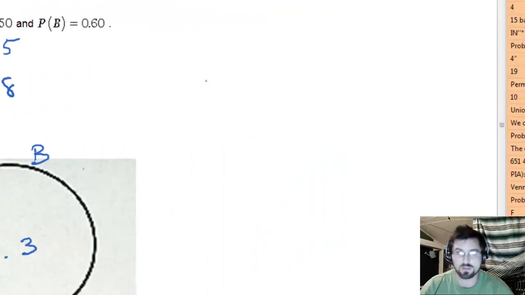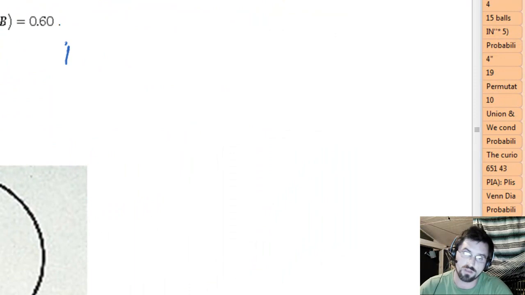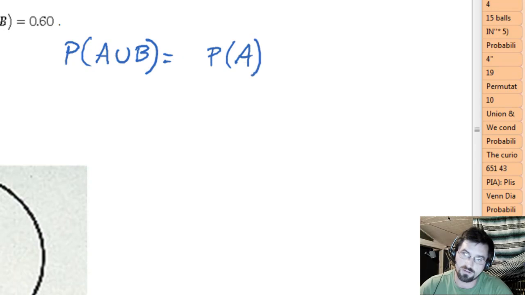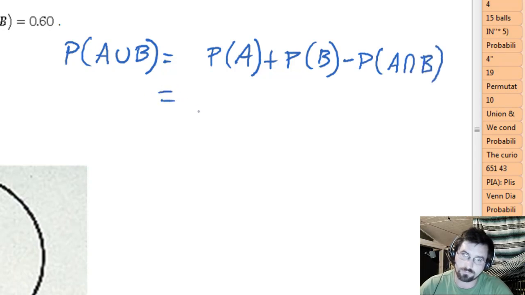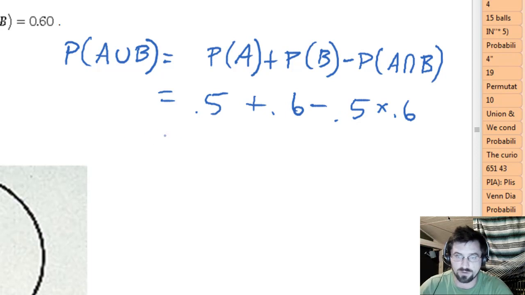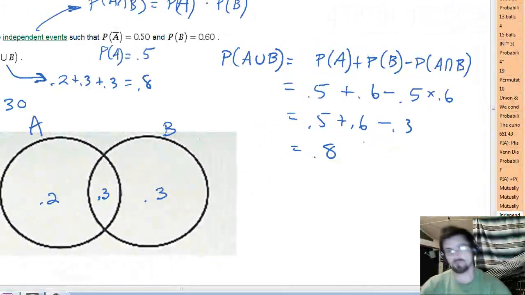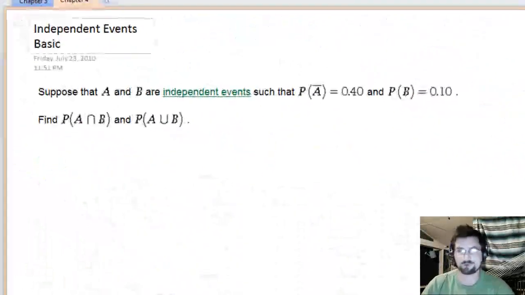You don't have to do that though, because we know that the general rule is P of a union of two things is P of the first plus P of the second minus P of their intersection. So that's 0.5 plus 0.6 minus 0.5 times 0.6, which we already figured out, minus 0.3. 1.1 minus 0.3 is 0.8. So you get the same thing either way. Pretty straightforward. Let's do another one here.